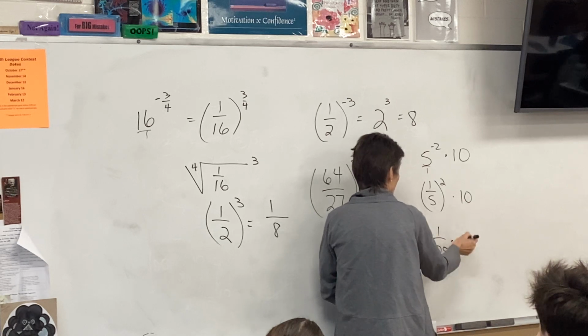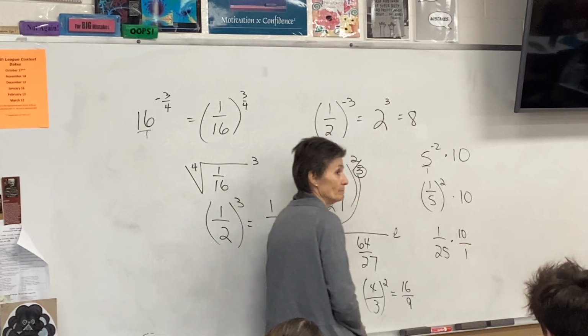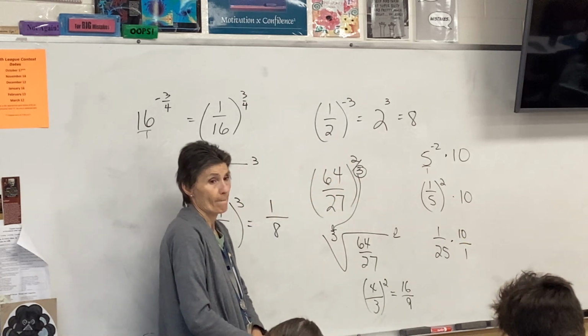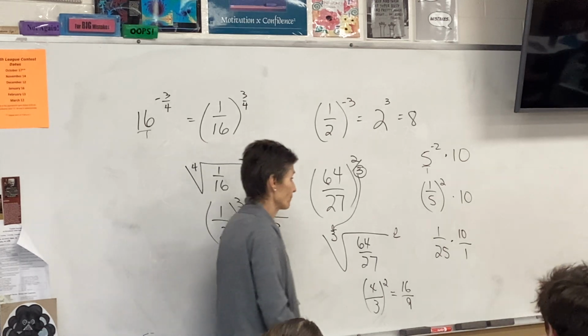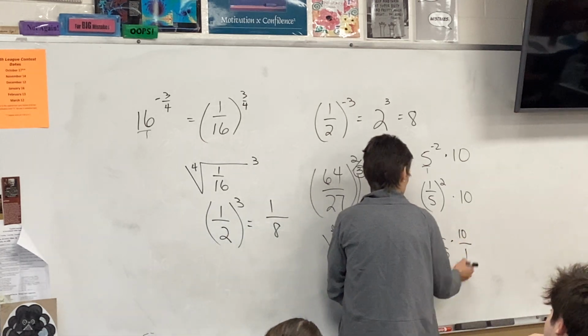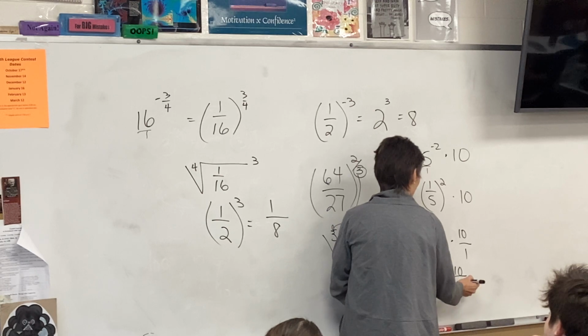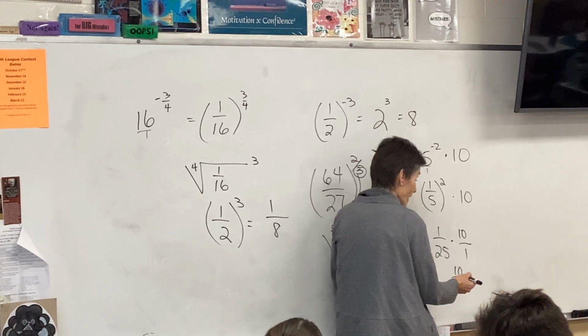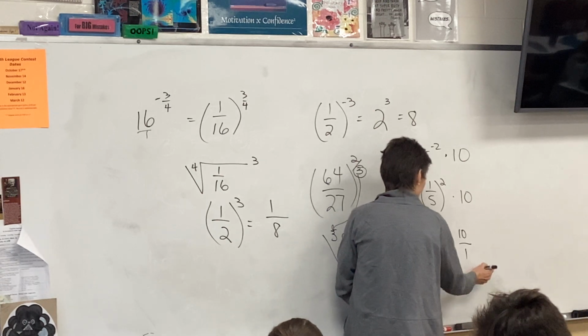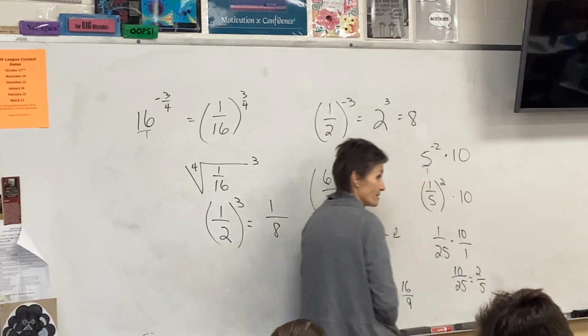But we're multiplying by 10 over 1. So it'd be 2 over 5. So we just go straight across, we get 10 over 25, but we can reduce that, divide by 5, and get 2 over 5 as our final answer.